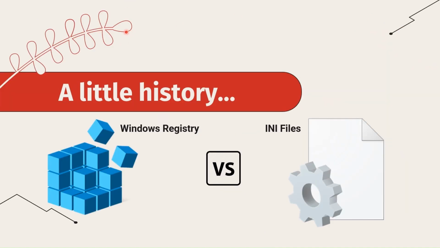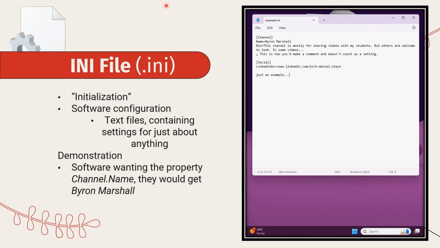So let's start with a little bit of history. Computers have to store their settings somewhere, and for a while it used to be these INI files, but Microsoft would eventually move away from using the INI files and start using the Windows Registry. So what are INI files? INI files stand for initialization. They were text files that contained settings for just about anything in your computer. In these text files, one could mess around with some software configuration.